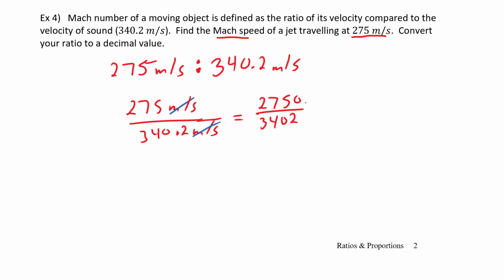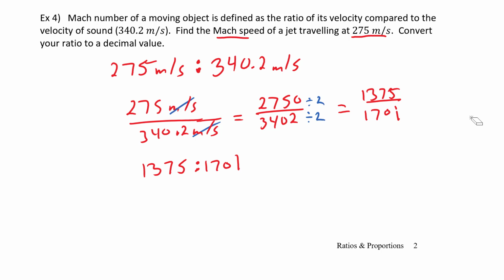We can simplify down. I can see I can divide the top and the bottom by 2. When I do that, I get 1375 over 1701. That's as far as I can take it in this case. But I could write it as a ratio, 1375 compared to 1701. But that's not what the question asked for. It asked you to make it as a decimal value.